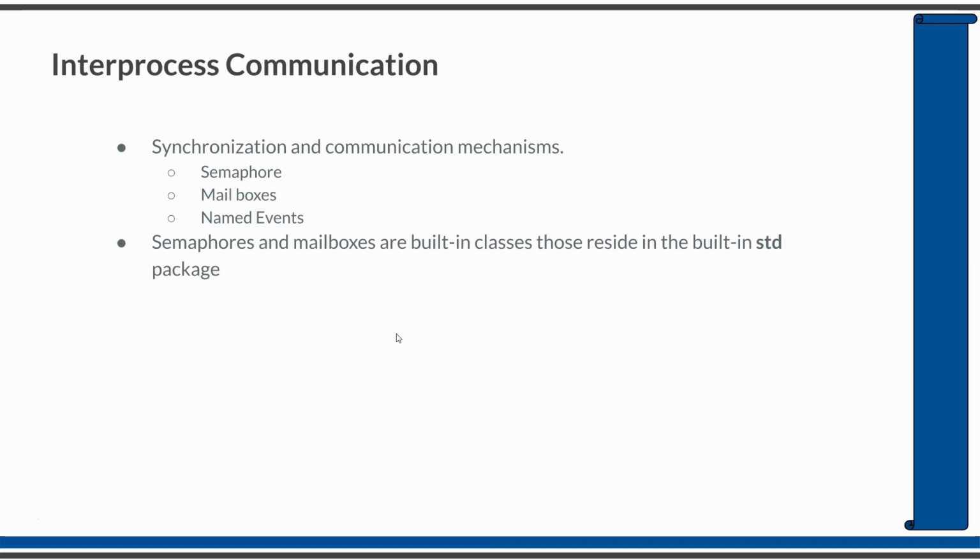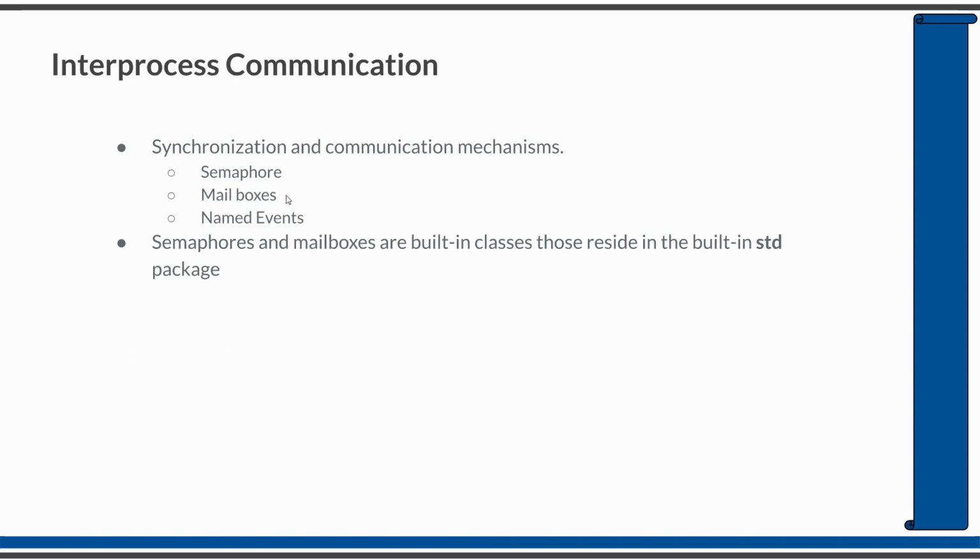These are the SystemVerilog-specific synchronization and communication mechanisms available: semaphores, mailboxes, and named events. Out of these, semaphores and named events can be used to synchronize between different processes, and mailboxes can be used to communicate between different processes.